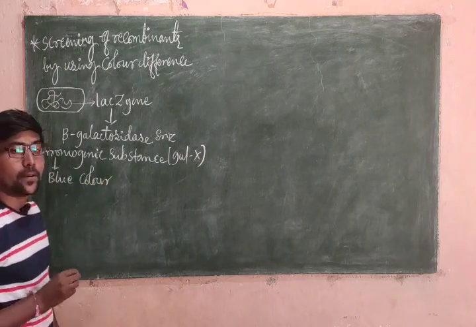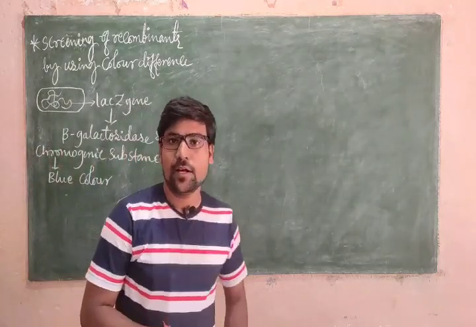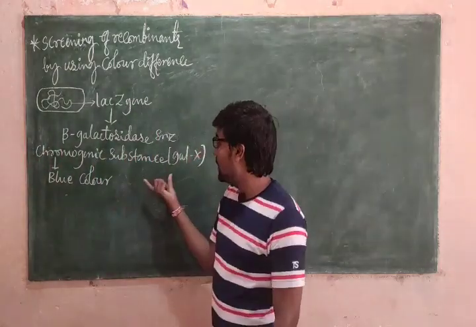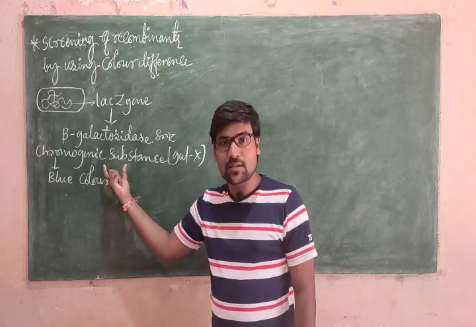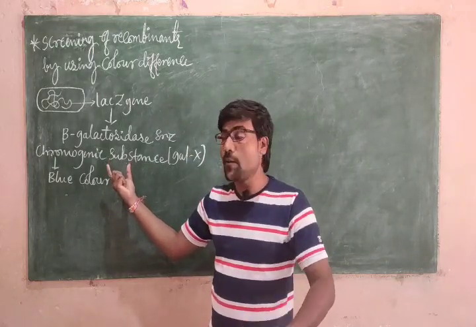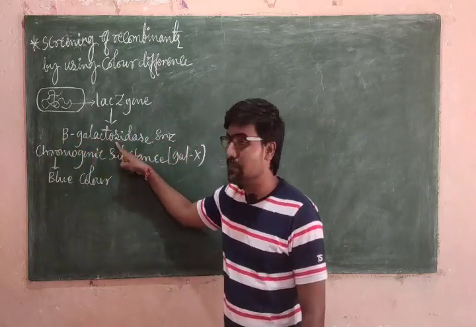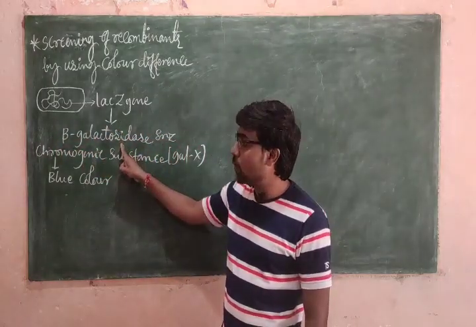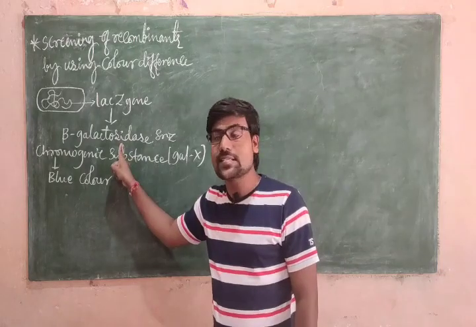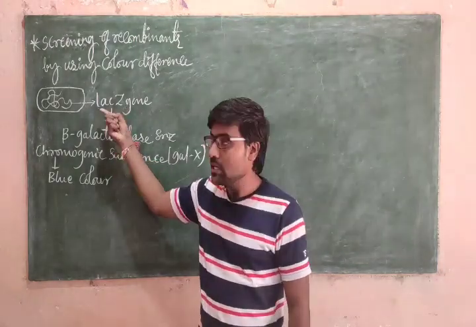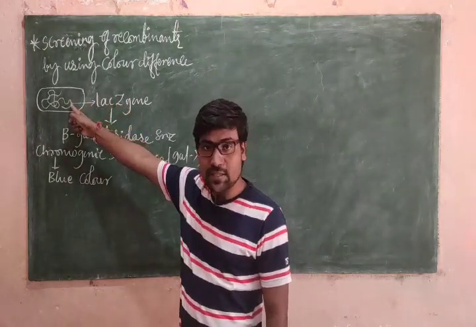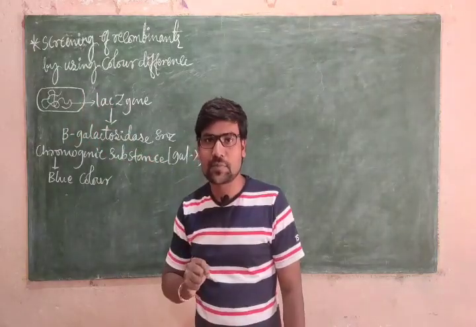The color of that substance is blue. Which color are we going to get? Blue color. Who will produce that blue color? This chromogenic substance. After what? After the metabolism of lactose. Who will metabolize lactose? This enzyme, beta-galactosidase. Who will produce this enzyme? Who codes for this enzyme? That is the LAC-Z gene. That LAC-Z gene is normally present in the bacterial cell.